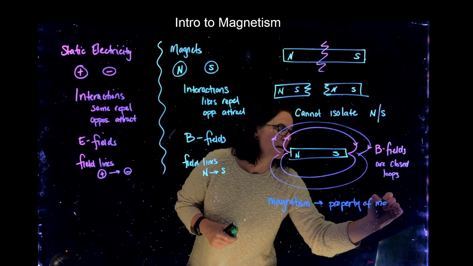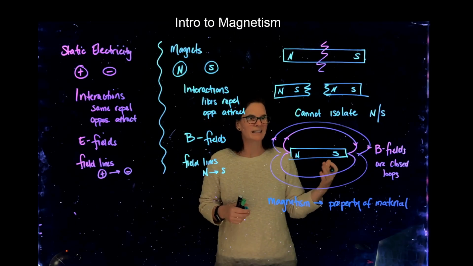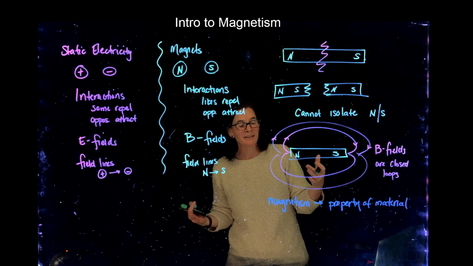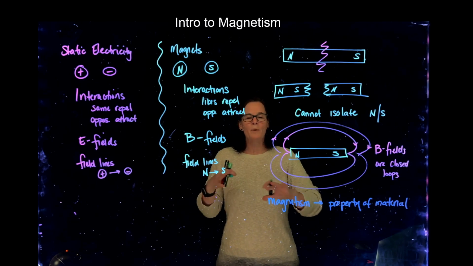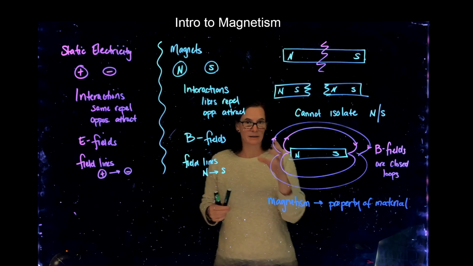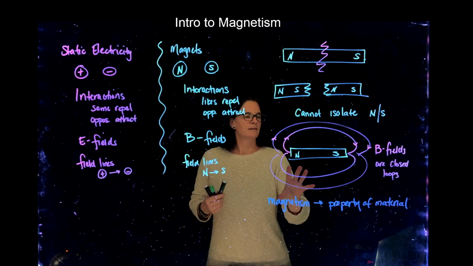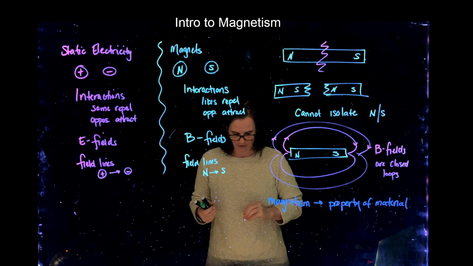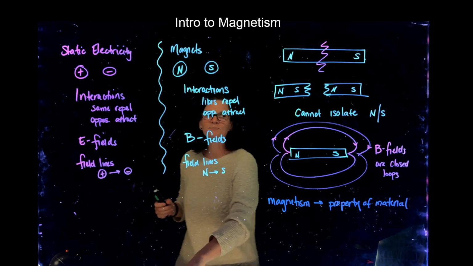And this is probably something you experienced as a kid: wood is not magnetic, but certain metals are magnetic. Iron's magnetic, for example. So whether or not a material is a magnet is actually a property of the material itself. All right, so that's some cool things about magnets.